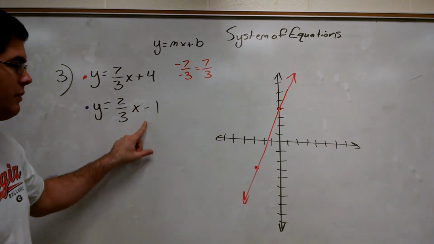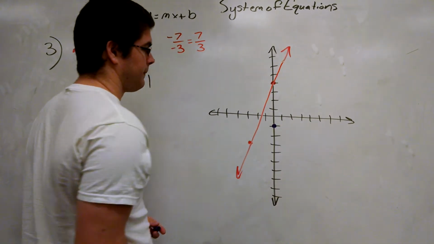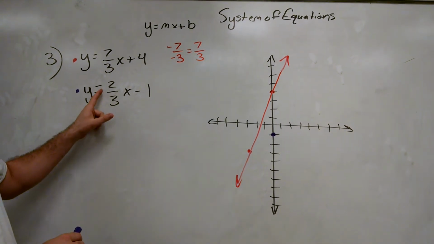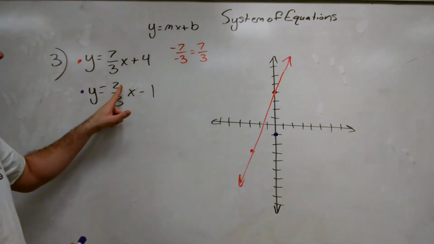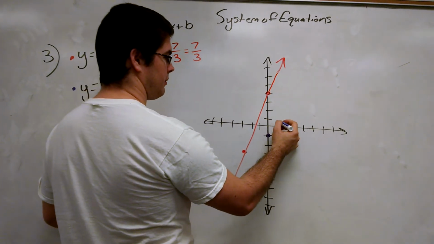Okay, the negative 1 again is the y-intercept. So I just go to negative 1 on the y-axis. And then the 2/3 is my slope, again, because it's next to the x. And so again, this means up 2, right 3. So we're going to go up 2, right 3.